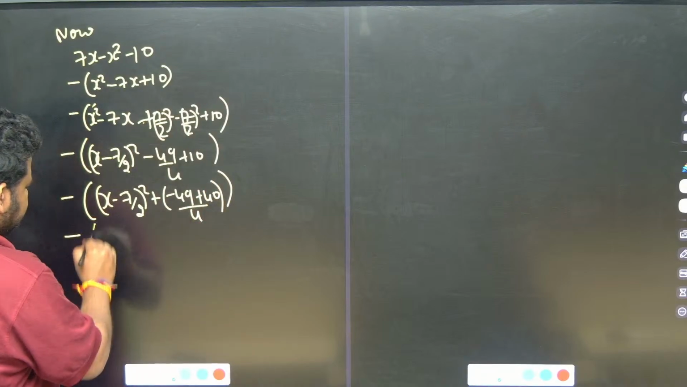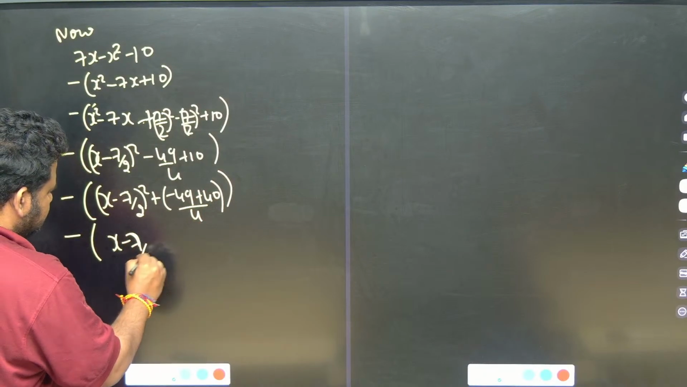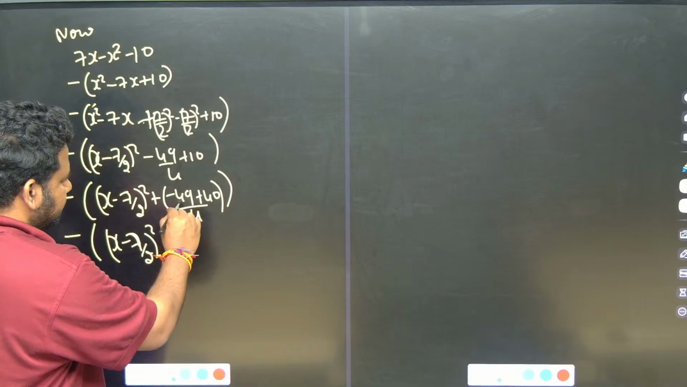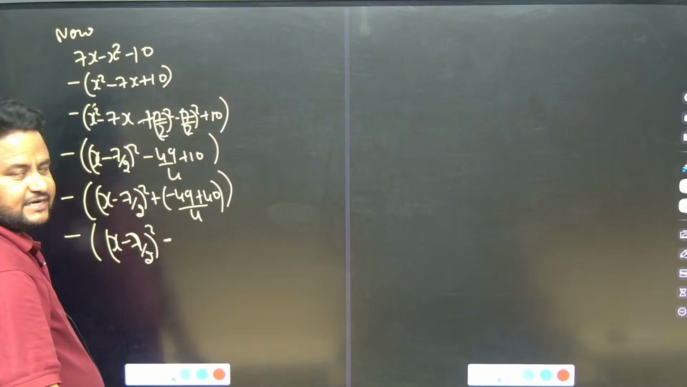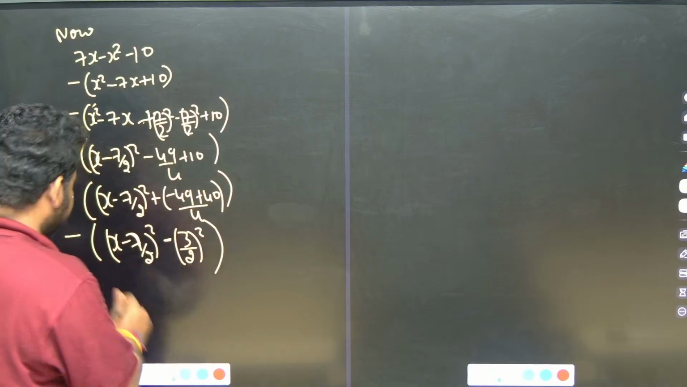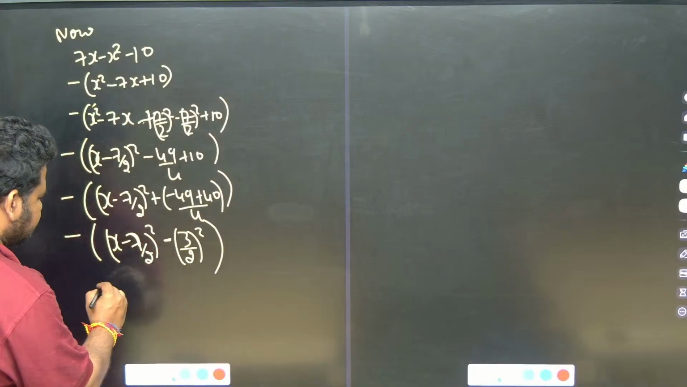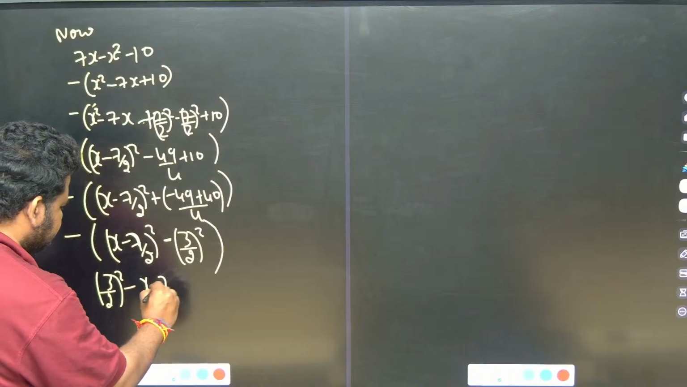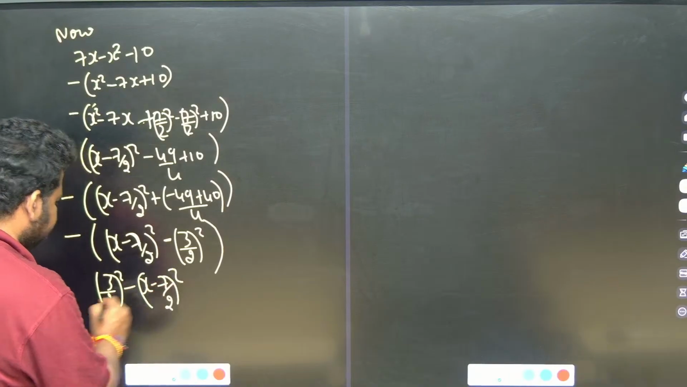Okay, this will become minus (x minus 7 by 2) whole square, minus 9 by 4. Minus 9 by 4 means I can write it as what? Minus (3 by 2) whole square. Minus I will send it inside. What I will have? This will become (3 by 2) whole square minus (x minus 7 by 2) whole square. This is what I will have.